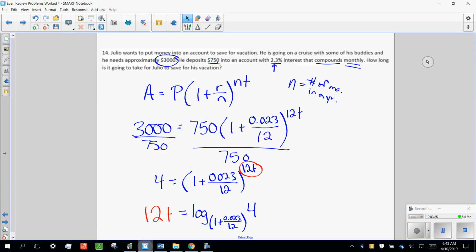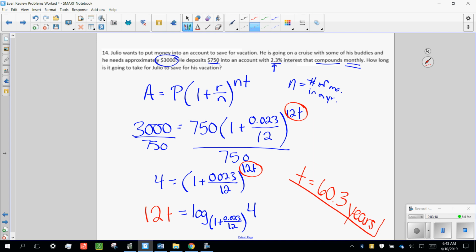Okay, so now let's look at what this means for old Julio. t is 60.3. 60.3 what? Well, the number of times that we compound is 12 per year times the number of years it takes. So this number is in years. I don't know how old Julio and his buddies are, but cry face emoji, 60.3 years to go from $750 to $3,000 at 2.3% interest compounding monthly. It takes money to make money, people, and Julio doesn't have enough of it.